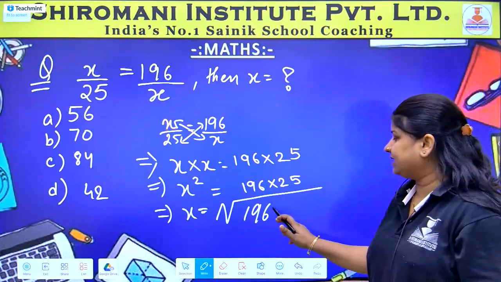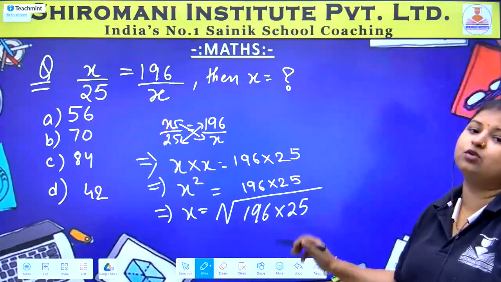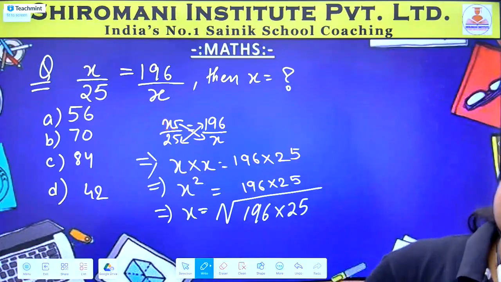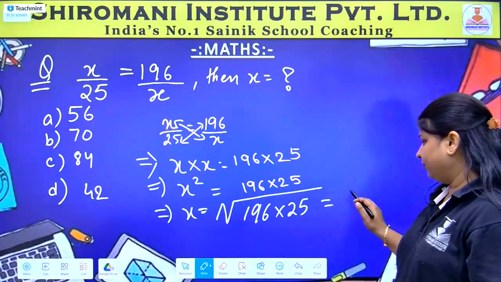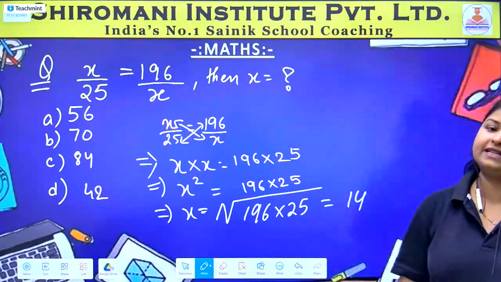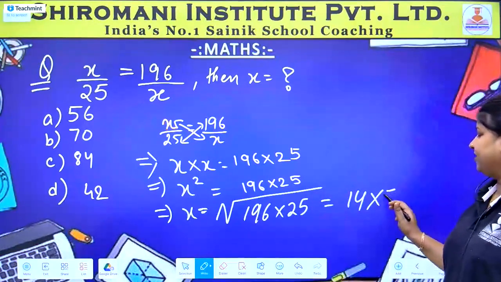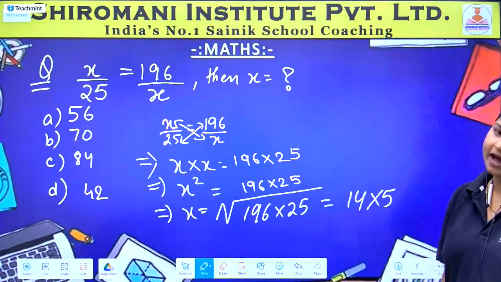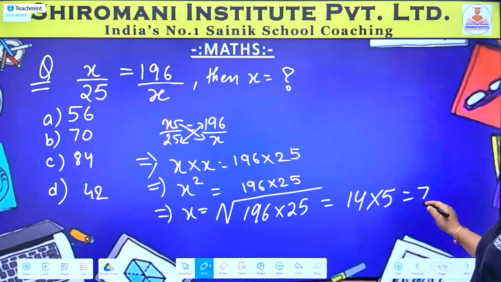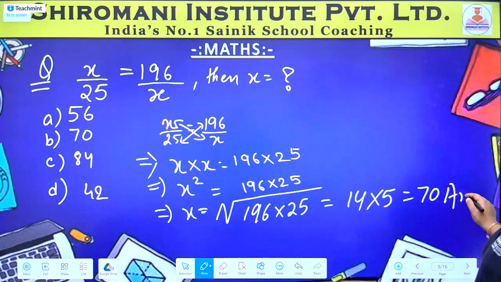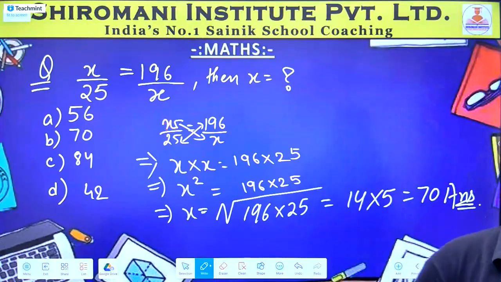So, 196 into 25. You have to find the square root of this. 196, I know it is 14. We have learned the square root of 196 is 14. And the square root of 25 is what? 5. 5 into 5 is 25. So my answer would be 14 into 5. That is 70. Okay, 70 would be my answer.